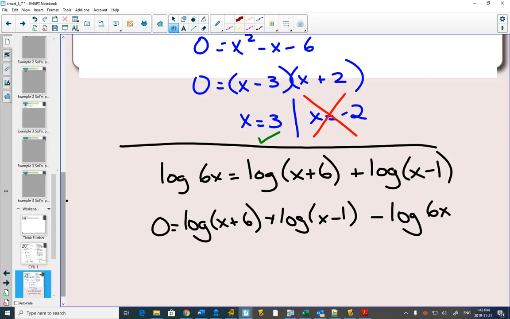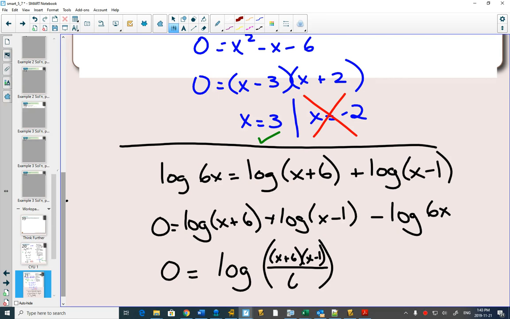Now all my logs are on the same side. And I have a log plus a log minus a log. I can combine those all together as a single log in one step. Whatever is positive will be in my numerator. Whatever is negative will be in my denominator. So now I've combined it to a single logarithm.